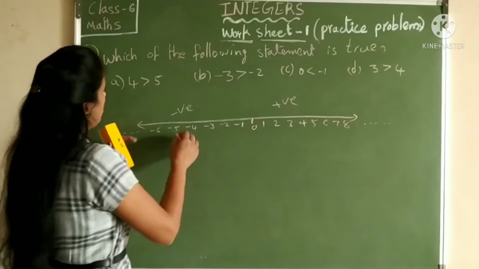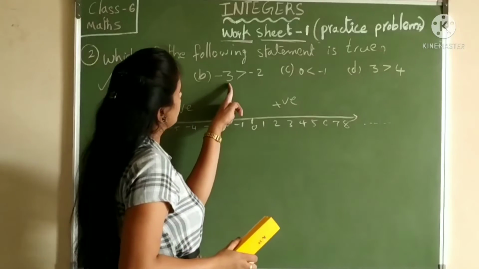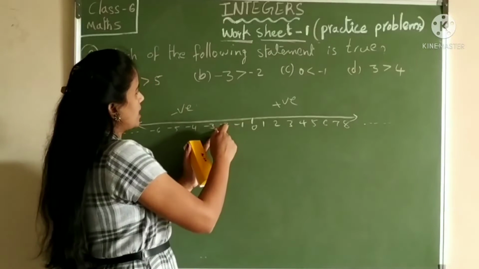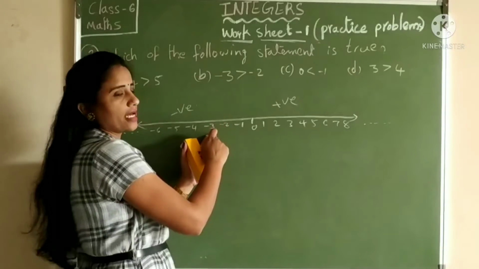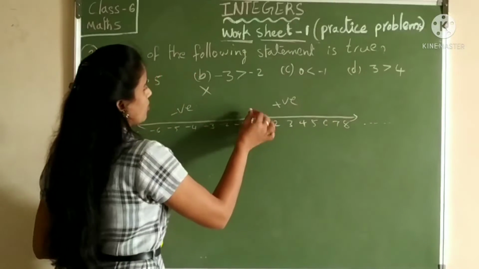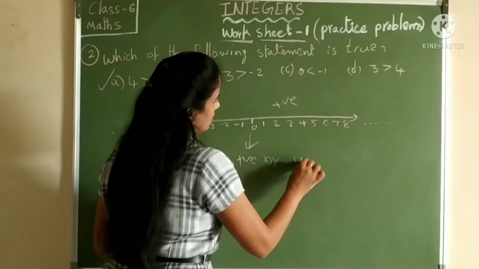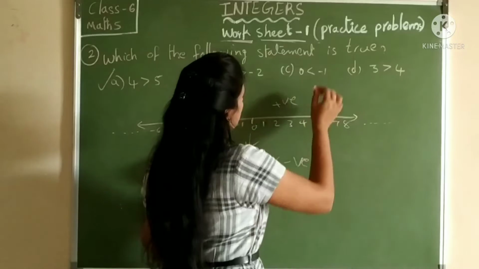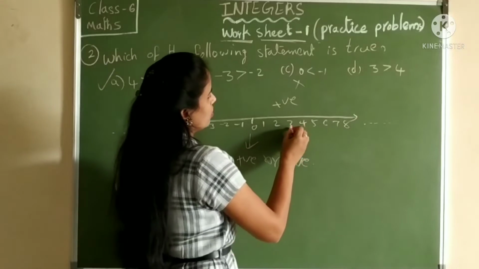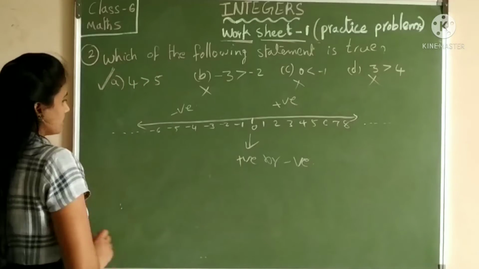Here, 4 is greater than 5 is the correct answer. Minus 3 is greater than minus 2. Is it right? No. Minus 2 is greater than minus 3, so this is wrong. And 0 is less than minus 1. 0 is neither positive nor negative, so this is also wrong. And 3 is greater than 4? No, 3 is less than 4. This is also wrong. So our answer is 4 is greater than 5.